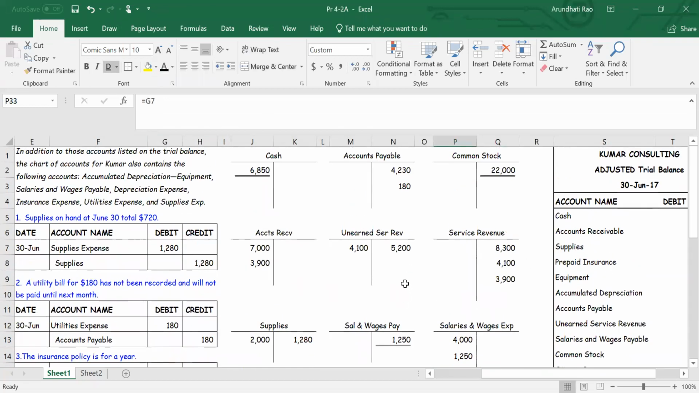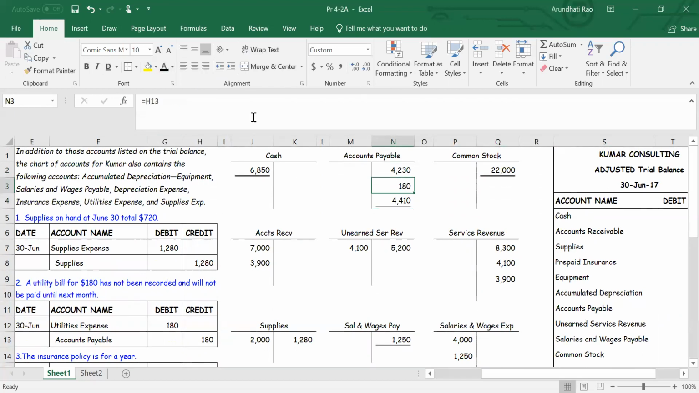Let's look at the ones that have more than one item on the debit side or the credit side. So accounts payable, I had a credit balance, and within the journal entries I did, I credited accounts payable again. So I add those two numbers. And this is my balance in accounts payable.